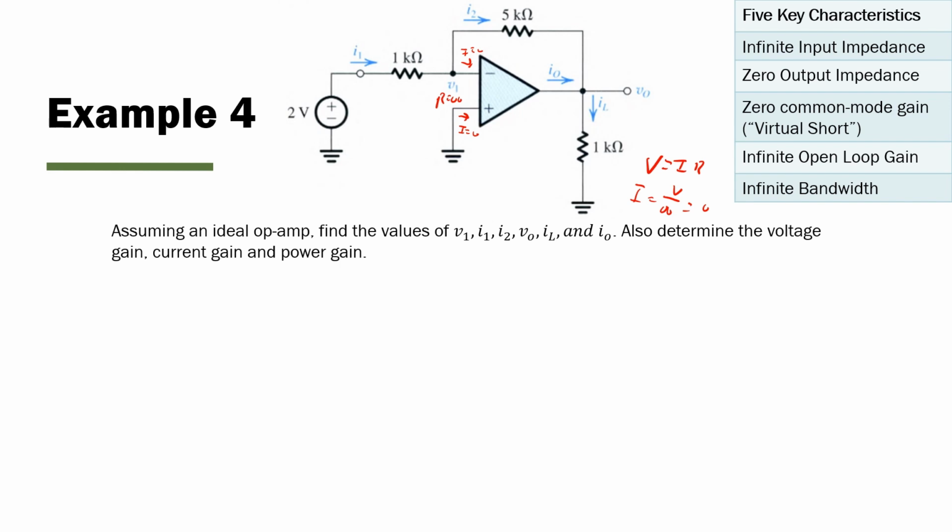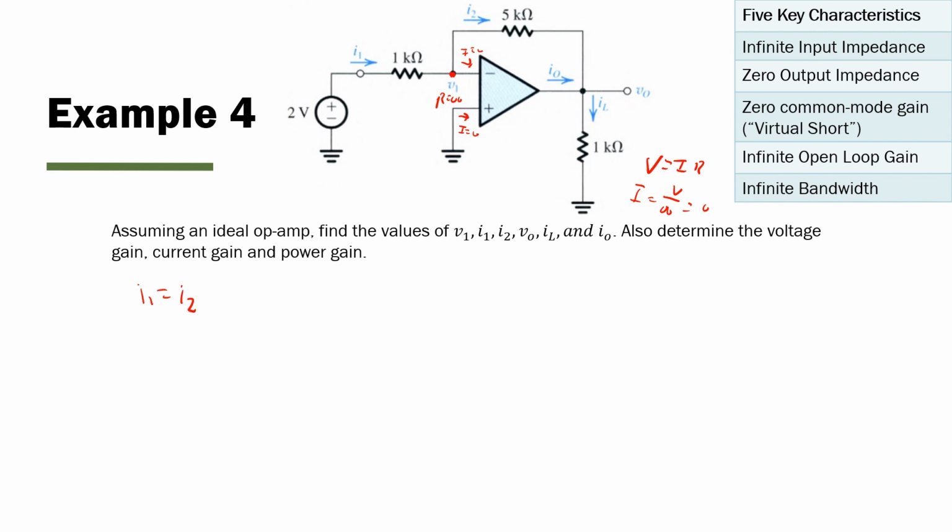Now we know based on KCL that the current entering a node needs to be equal to the current exiting a node. So take a look at this node here. I1 is entering the node, and there's only one current exiting the node, I2, because there's zero current on this wire. So I already know that I1 is equal to I2. So if I can solve for I1, I'm going to have a lot easier time with the rest of the problem.